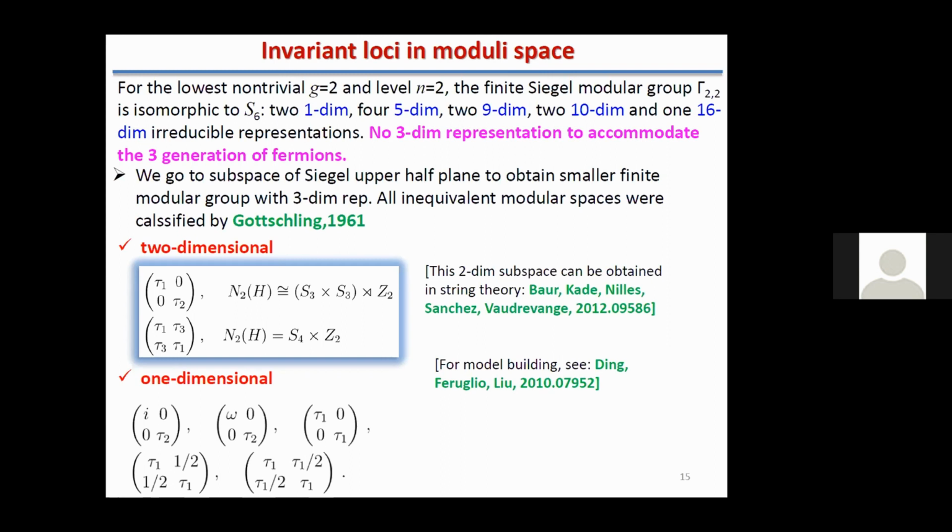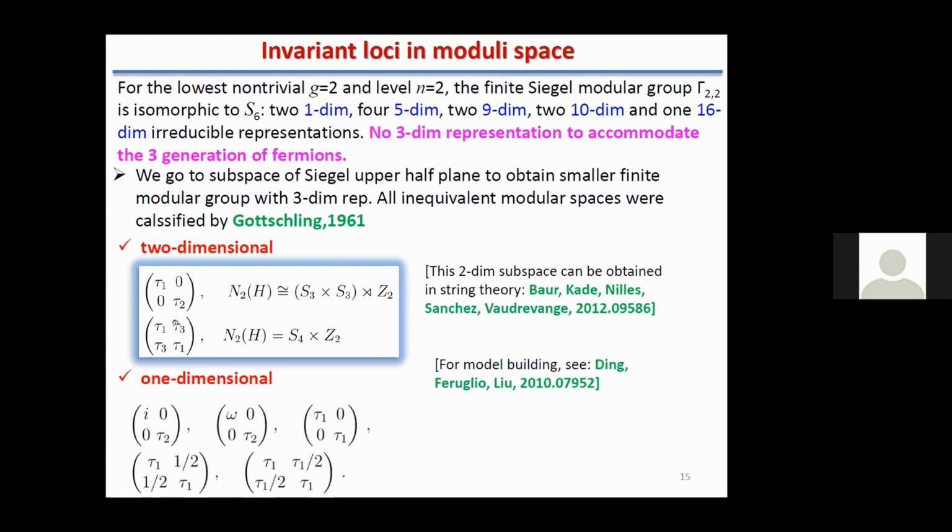So this is different from naive factorizable geometries. And these two-dimensional subspaces can be obtained in string theory. This has been shown by Peter's group and Patrick's group.